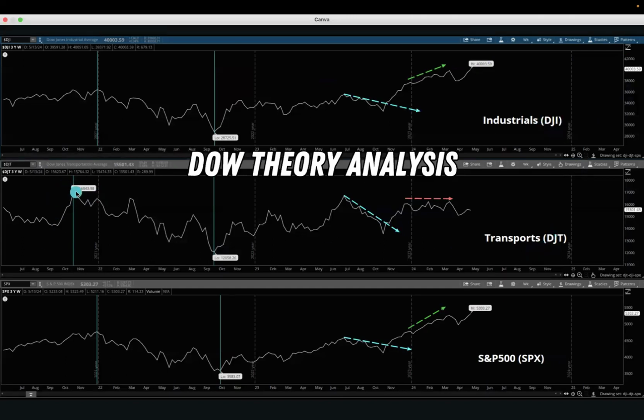Here we see it topped, right? This one topped out, made all-time highs before industrials did and before the S&P 500 did. It also bottomed before the S&P 500, bottoming right here at the same exact time as the Dow Jones Industrials Index.